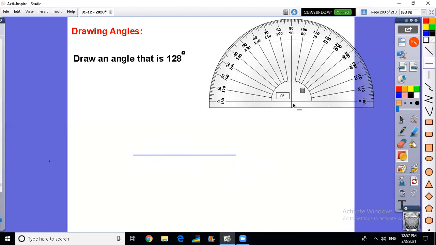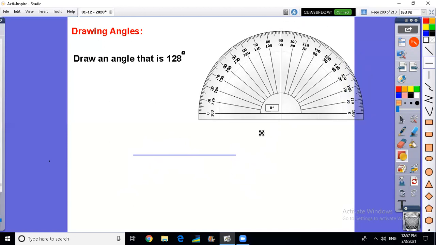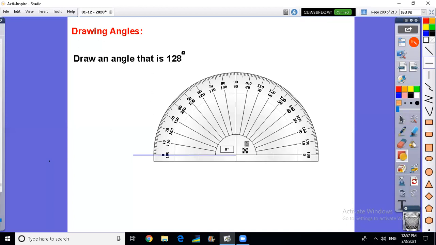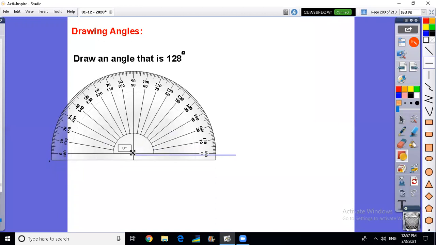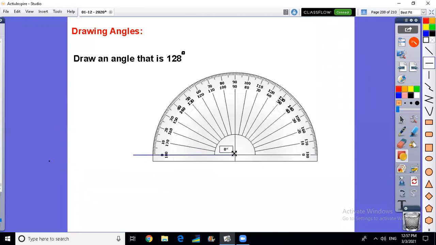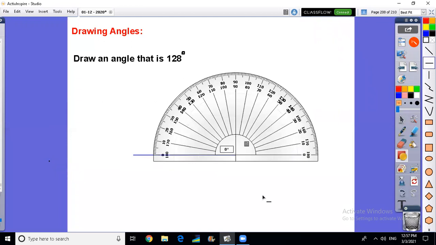Put the center of your protractor over one of the two ends. All right, whatever you want. If I want to put it here, that's fine. If you want to put the center on the other end, put it there. It doesn't matter. Whatever you feel more comfortable with. Okay, so I chose to put the center of the protractor on this end of the line.